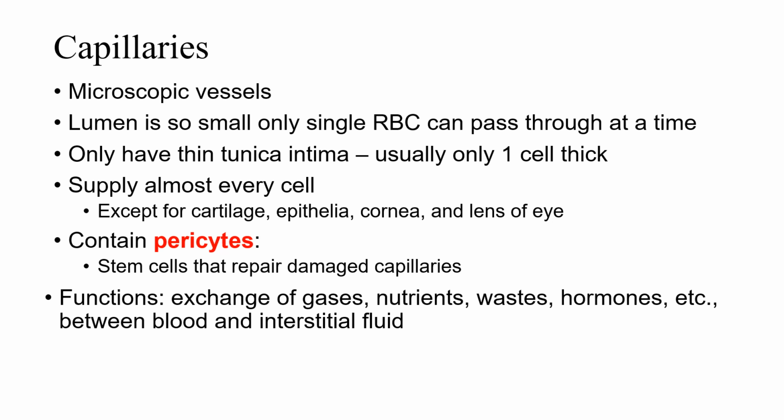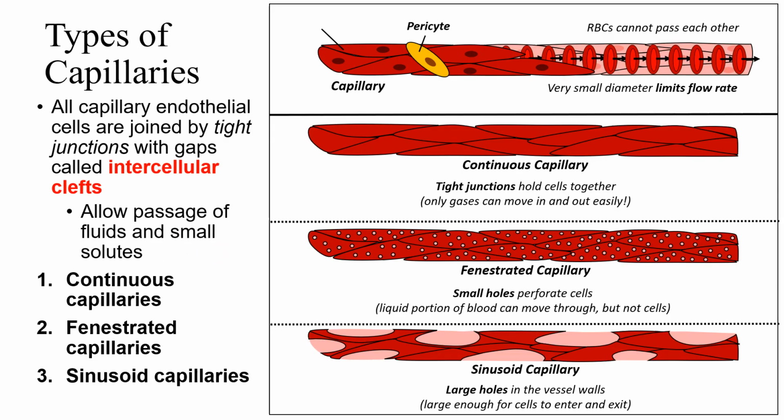As mentioned, because they're only a cell thick, they are capable of being damaged by simple changes in blood pressure, and so you need these pericytes really to repair the damage done. And so the function of a capillary then is the exchange of gases and nutrients, but also waste on the way back, and also transmitting hormones. Remember, the endocrine system is using the blood vasculature to deliver hormones around the body. And so this is going to exchange then via diffusion between blood and the interstitial fluids.